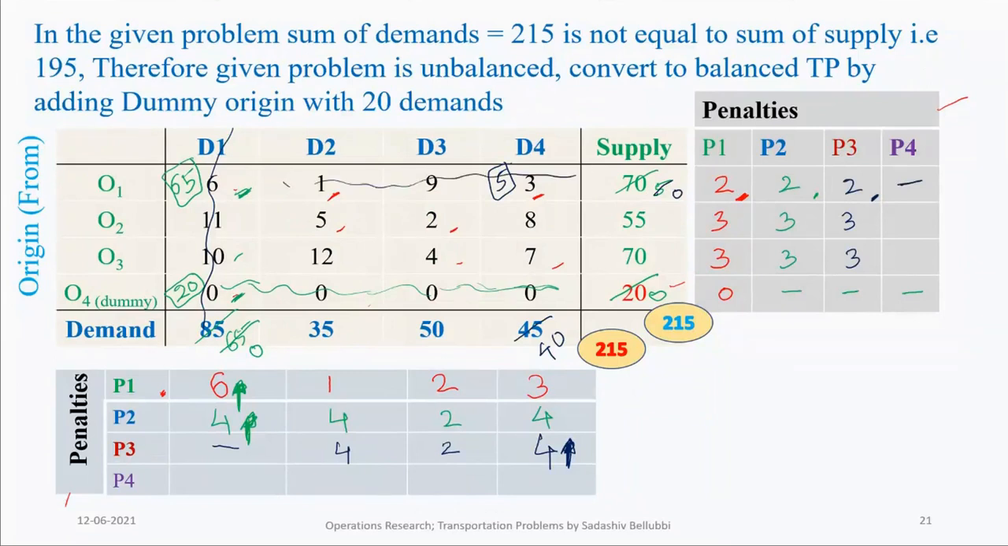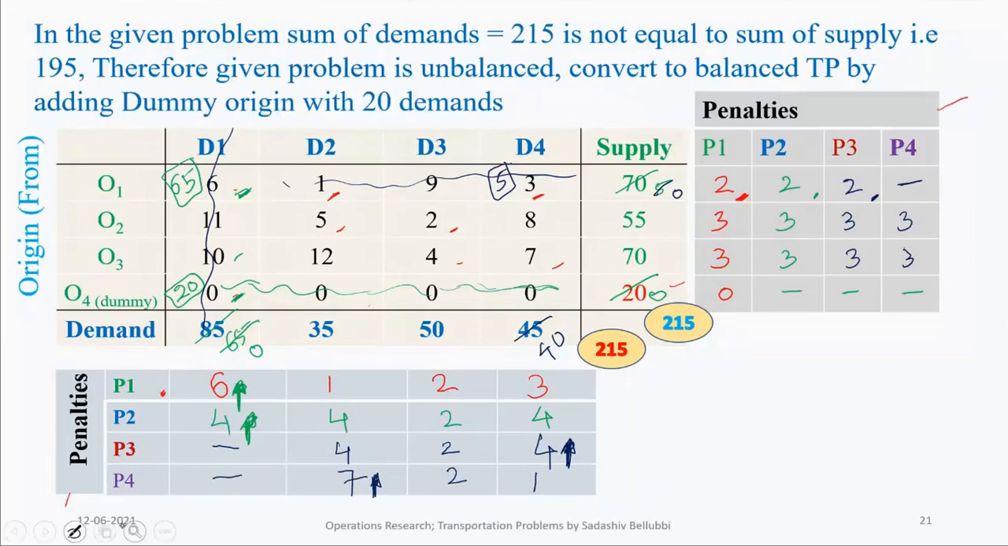Go for the P4. For the P4, O1 is cancelled. O2 is again a 3, and here it is a 3. Already this is over. 5 and 7 is a 7. 2 and 4 is a 2. 8 and 7 is 1. Out of all the 5 penalties, 7 is the biggest number. We need to select this 7 as the highest penalty.